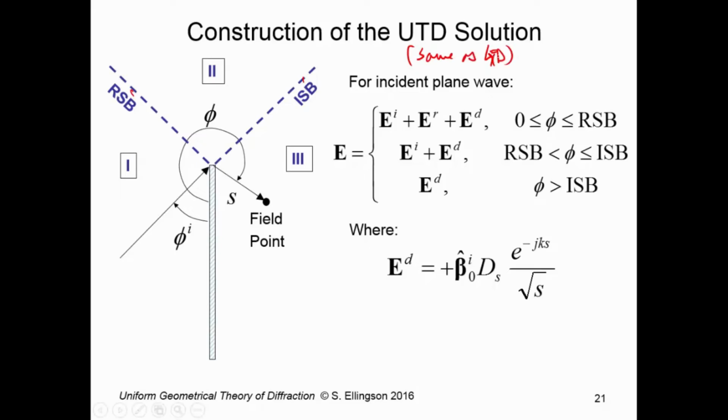We have these three regions. In one region, we have all three fields: incident, reflected, and diffracted. In another region, we have only incident and diffracted. In the third region, we have just diffracted. And here is the expression for the diffracted field. And there's the diffraction coefficient. So the entire difference between GTD and UTD is in that factor d sub s.